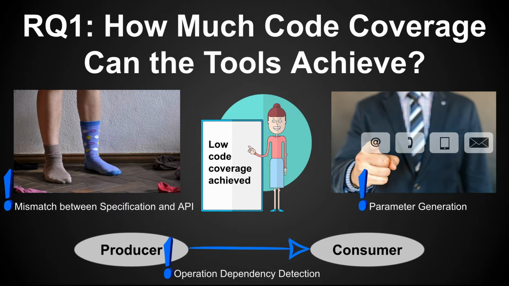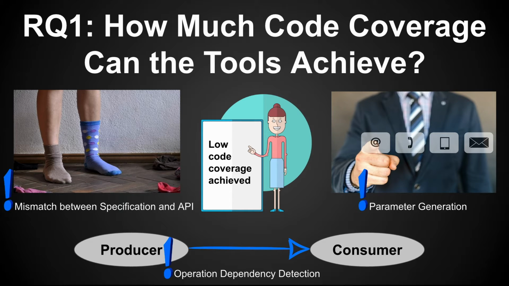Our first question was how much code coverage the tools can achieve. From the last slide, we observed that the tools achieved low code coverage. We found 3 significant causes. First, operation dependency was not detected. Second, there were mismatches between specification and API. And third, the appropriate parameter values were not generated.